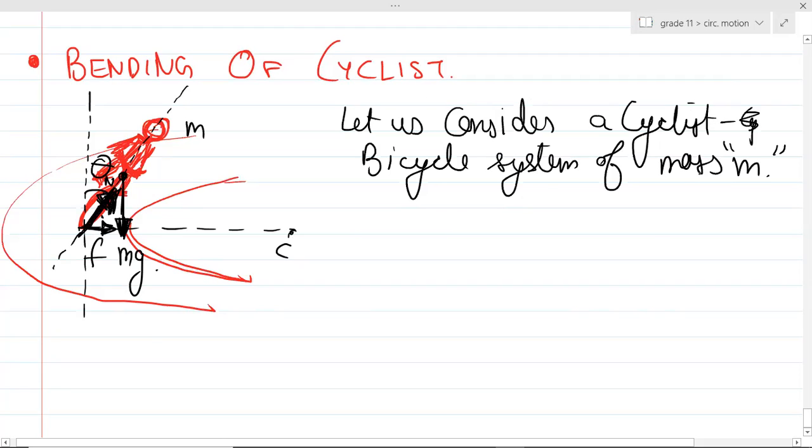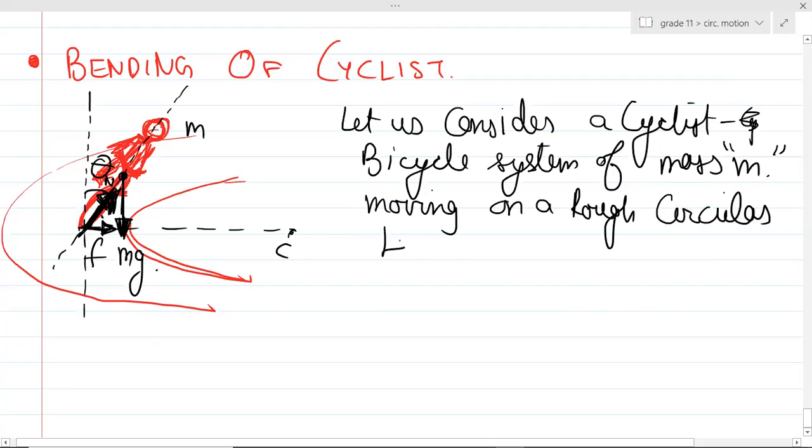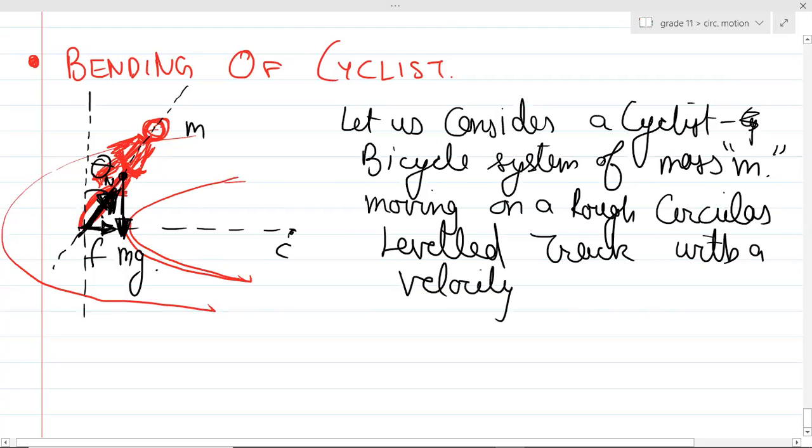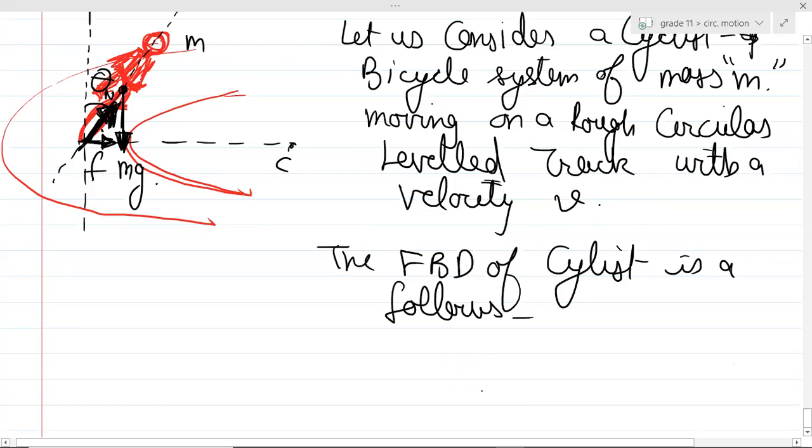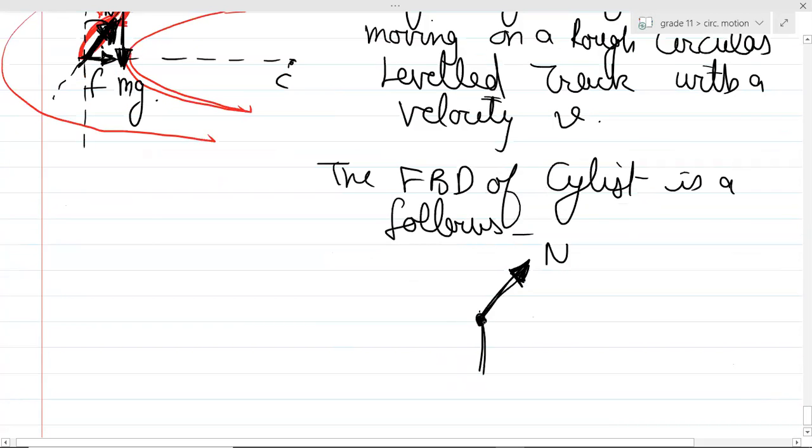So let us consider a cyclist and bicycle system of mass M moving on a rough circular level or horizontal track with a velocity v. The free body diagram of the cyclist is as follows. A normal reaction acting in this direction, the mg is acting in this direction, and the friction is acting in this direction. So N is like this, f is like this, and can you see this angle was theta?